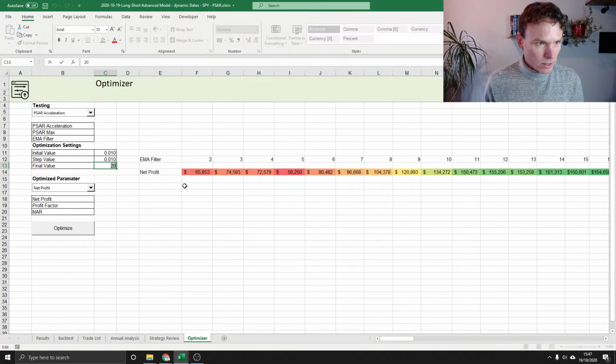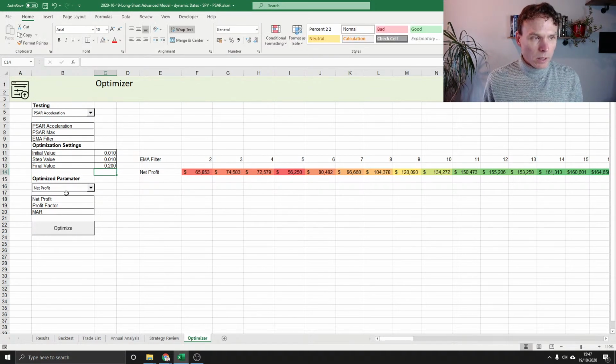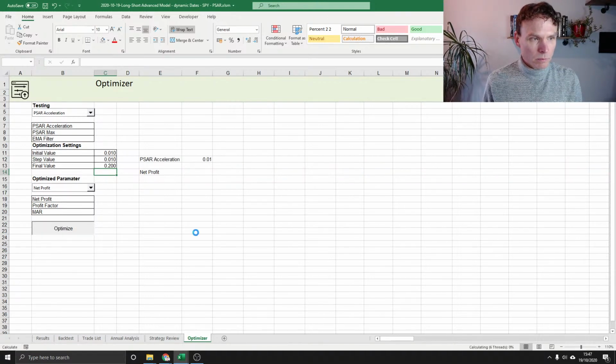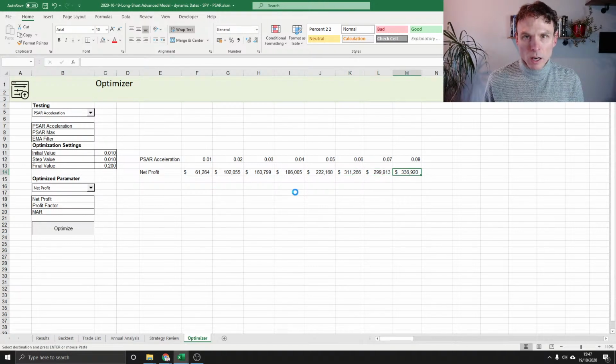And let's go all the way up to 0.2. Again, I'm going to keep it simple, optimize for net profit. So it's going to chug through a range of different results here. We're looking at long only, quite a simple trading strategy. Anybody could follow this trading strategy.